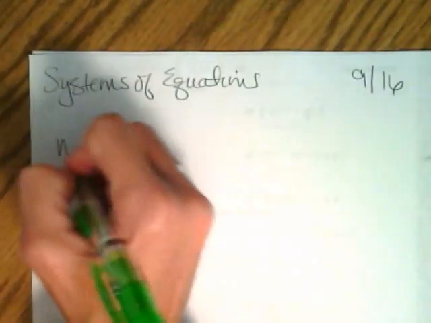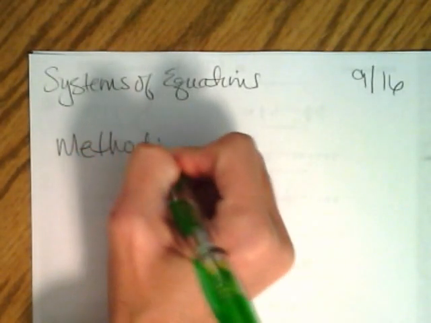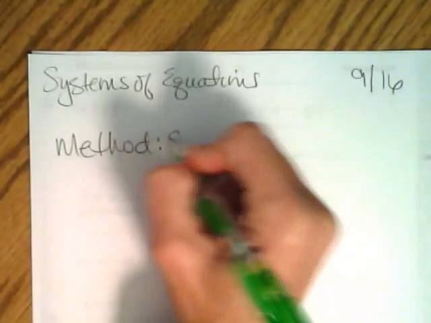Okay, let me just adjust this a little bit so you're not crooked. So, systems of equations. So far we've done graphing, which is method 1, substitution is method 2. Method 3, you will like. It is called elimination.